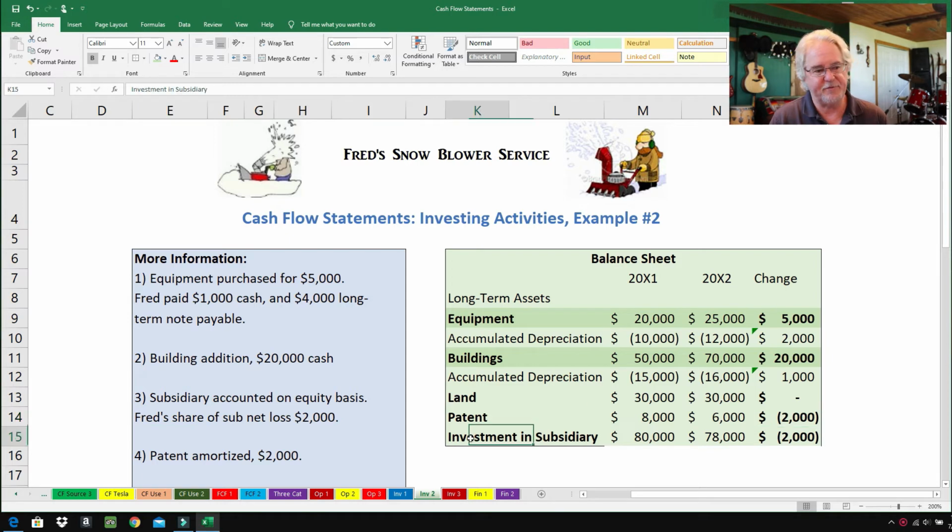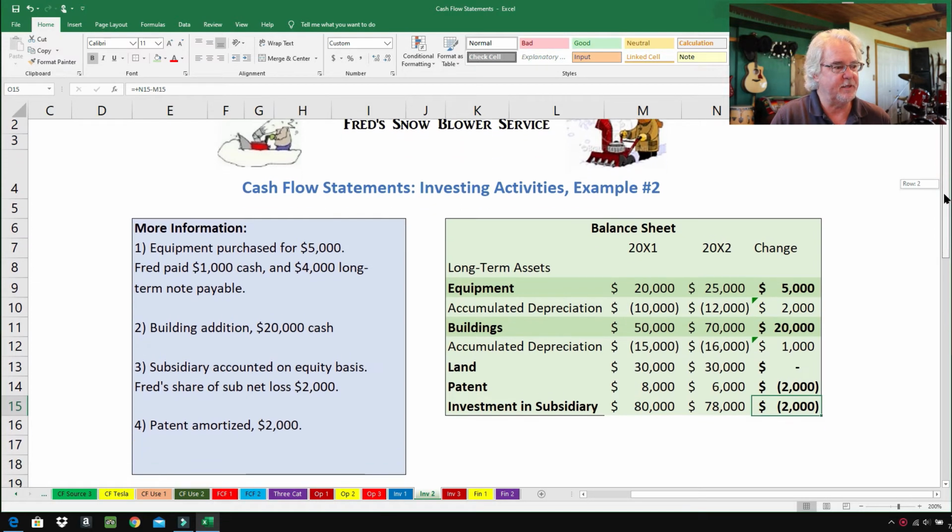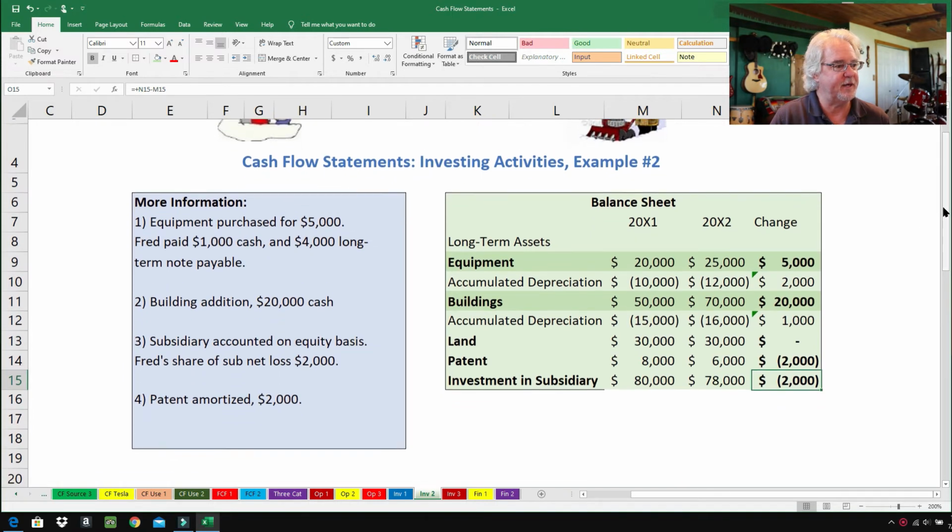And finally, down to investment in subsidiary. At the end of the prior year, $80,000. At the end of the current year, $78,000. So this investment in subsidiary declined by $2,000. So something's going on with the investment in subsidiary. And here again, look in the general ledger, journal entries, talk to people, find out what happened. So we've got some information right here.